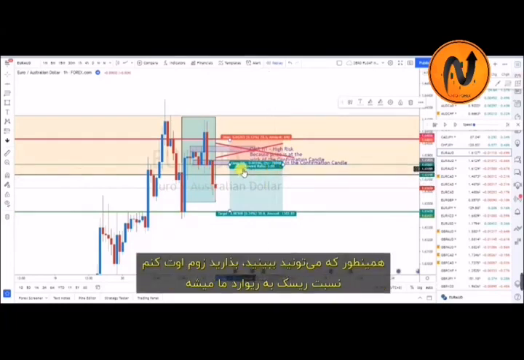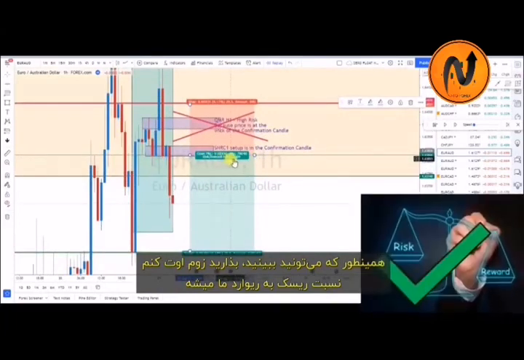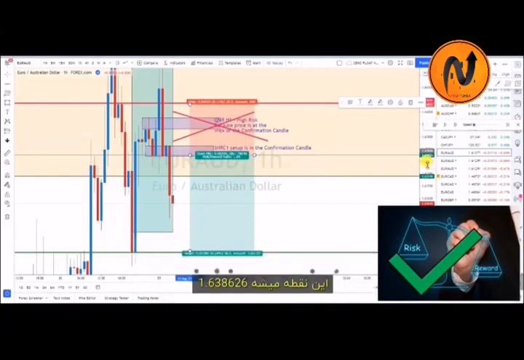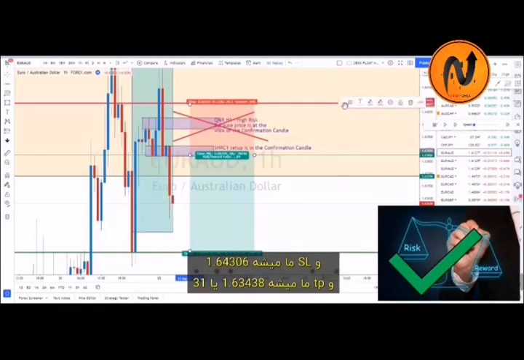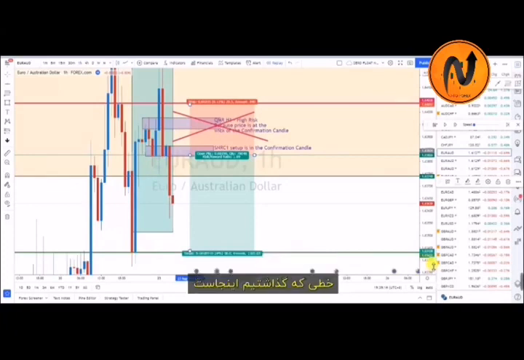The risk reward ratio, as you can see here, let me zoom up, is 1.89. So our entry will be this area, the green color one. It will be 1.63826, and then our SL will be 1.64036, and our take profit will be 1.63438 or 31. Okay, 31 is the line, 8 is the thing that we put here.